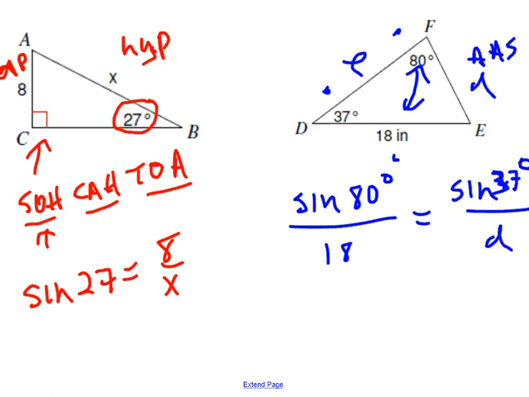And I can even solve for big E, again, by taking 37 plus 80 and subtracting that number from 180 to get E, and then I could find side E. But this would be a law of sines. And I knew it because I had a side and the angle opposite. I had one of those pairs to fill in, and I had one more piece.